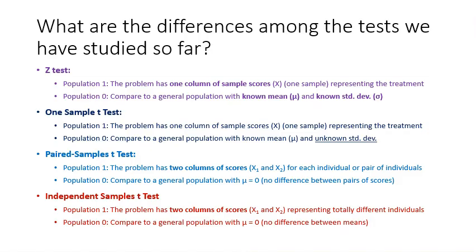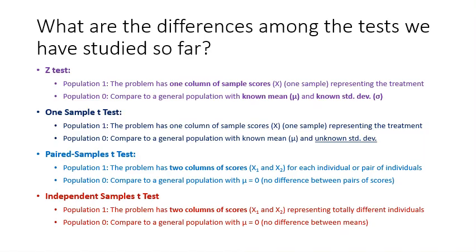And now we're in the Independent Samples t-test, and it might look kind of like the Paired Samples t-test because the problem still has two columns of scores, X1 and X2, representing totally different individuals. But now we're comparing it to a null population where mu equals 0, and we're looking at this 0 as representing no difference between means, which is a little bit different than no difference between pairs of scores.